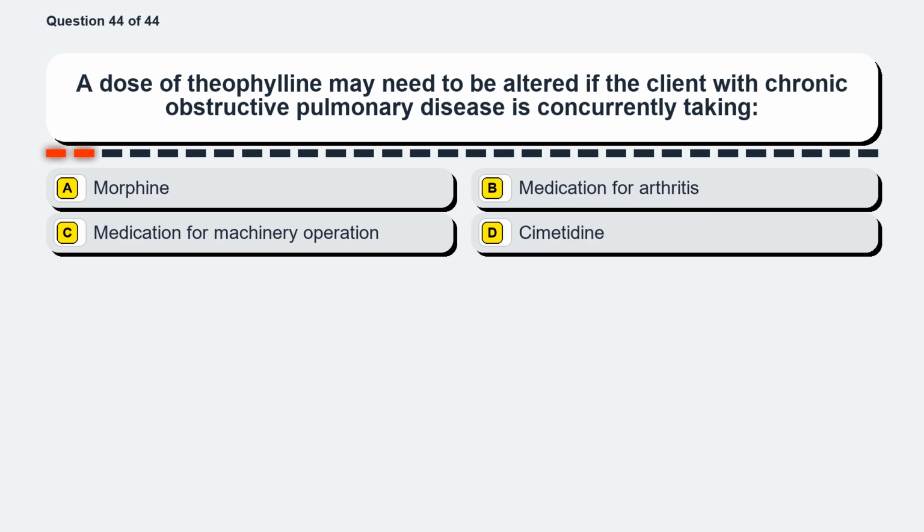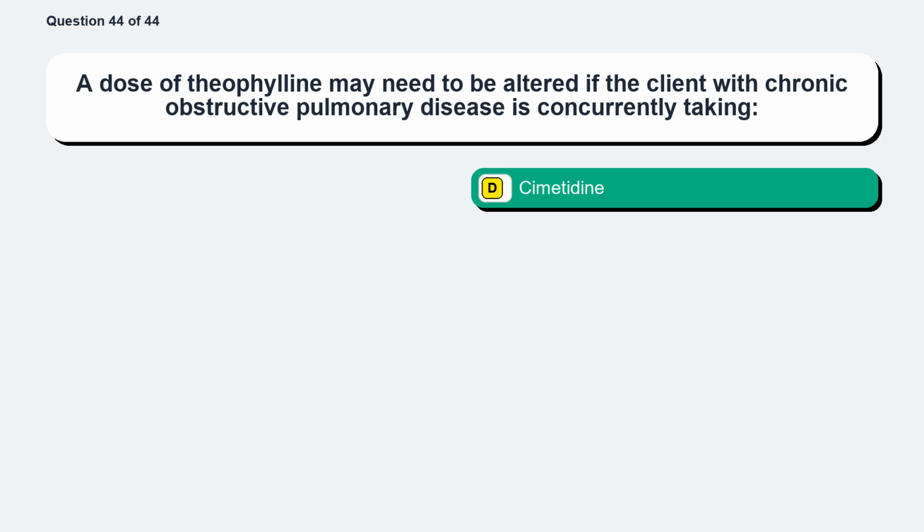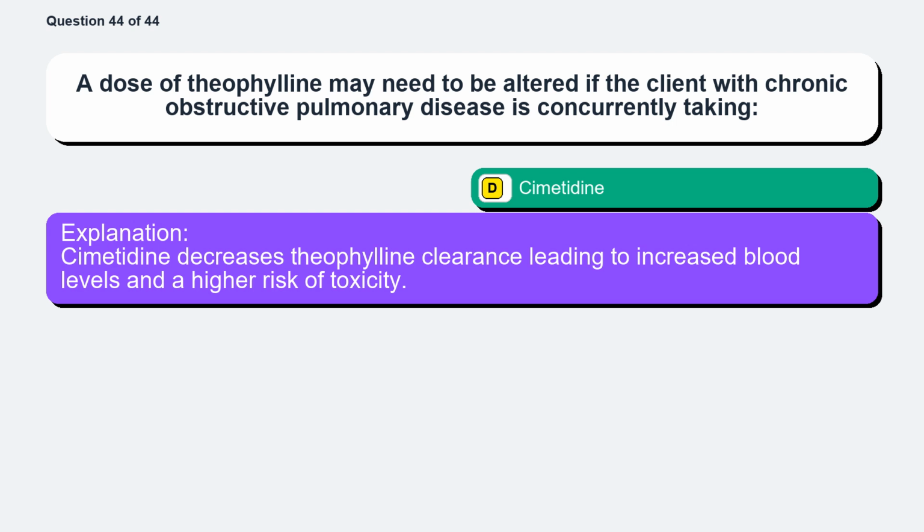Question 44. A dose of theophylline may need to be altered if the client with chronic obstructive pulmonary disease is concurrently taking: Option A, morphine. Option B, medication for arthritis. Option C, medication for machinery operation. Option D, cimetidine. The correct answer is option D, cimetidine. Cimetidine decreases theophylline clearance, leading to increased blood levels and a higher risk of toxicity.